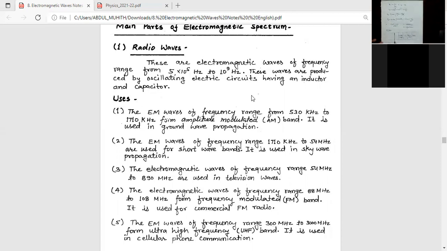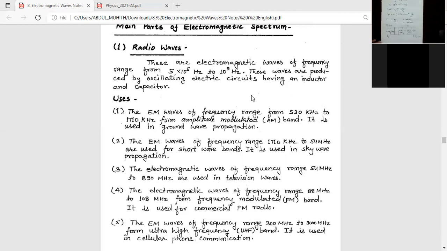This is the order in which wavelength increases. Here we have ultraviolet, then X-rays, then gamma rays. That means the frequency is less here and the frequency is more here. There is a difference: here frequency is high, here frequency is low. Wavelength is high here, wavelength is low there.